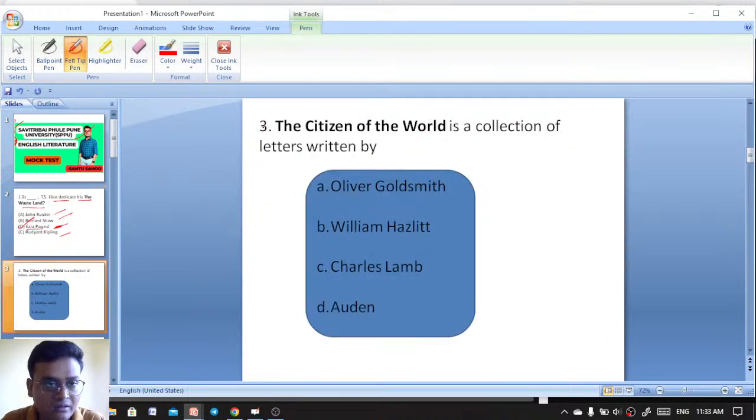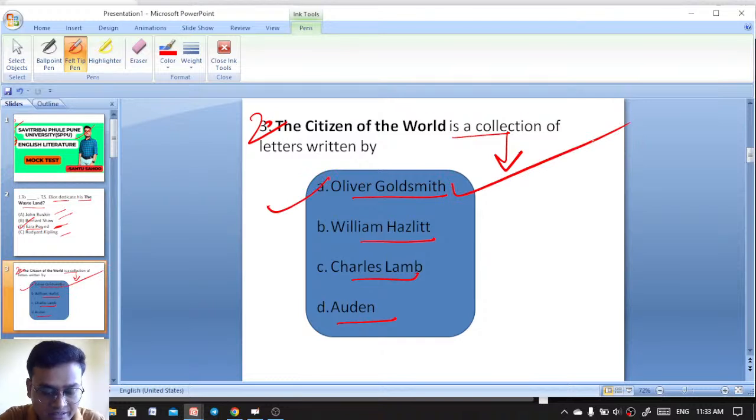Question number 2. The Citizen of the World is a collection of letters by Oliver Goldsmith, William Hazlitt, Charles Lamb, or Auden? The Citizen of the World, a collection of letters, was written by Oliver Goldsmith.